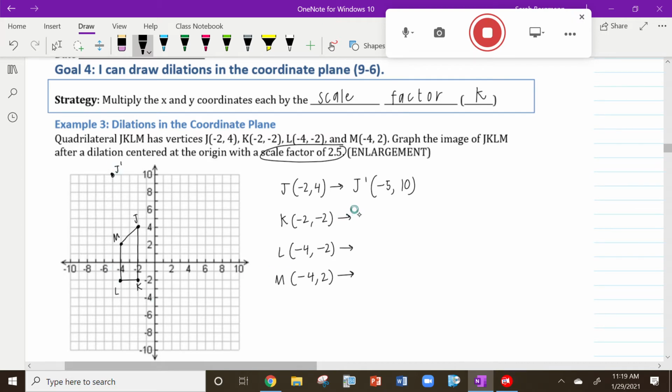Next, for the image of K, we'll do the same thing. -2 times 2.5 is -5. And again, -2 times 2.5 is -5. So the image of K is at -5, -5. Next, we have the image of L. -4 times 2.5 is -10. -2 times 2.5 is -5.